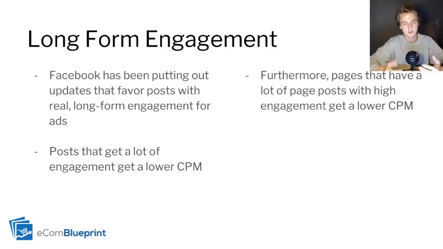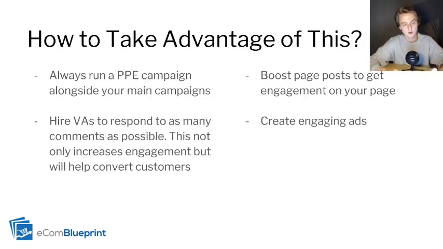So how do you take advantage of this? Well, number one, you always want to run a PPE campaign alongside your main campaigns. So this is why I always test new ads with PPE, is that you really want to have a PPE campaign running alongside your other campaigns. PPE will help drive up your engagement, and not only for social proof, but also because the more engagement you have, the better your CPM will be. Now, you need to have real long-form engagement. So if it's just one-word comments, that's not going to help. You need to have real discussions happening in the comments, and that's really going to help you get a lower CPM.